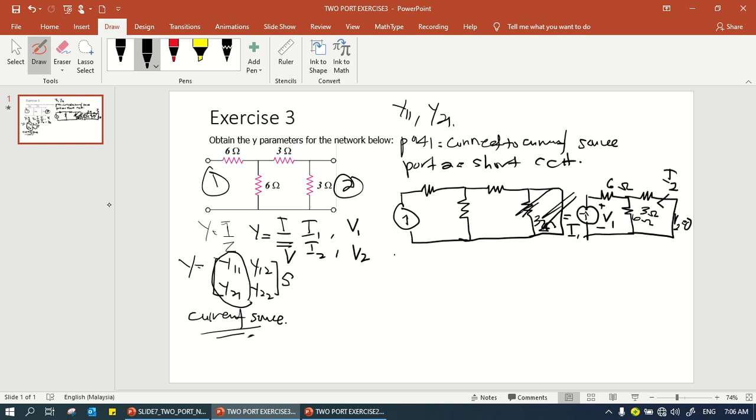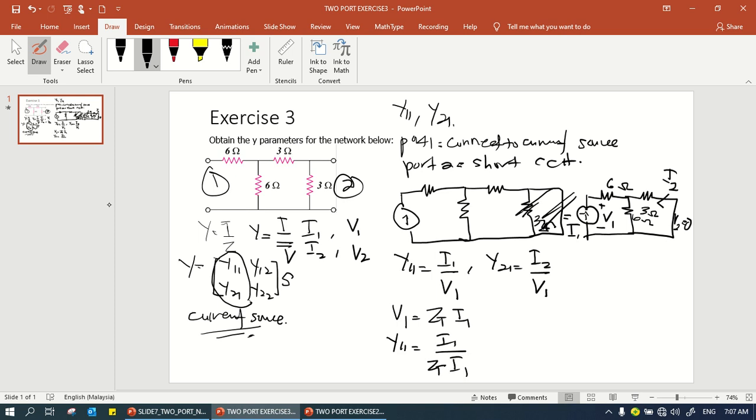Okay. So, Y11 ialah I1 over V1. Okay. Y21, I2 over V1. Okay. Make sure tak ada V2 dalam equation sebab V2 dah kosong. Okay. So, V1 ialah Z total I1. Ini macam tadi jugalah. Okay, so awak gantikan dalam equation Z total I1. So, boleh cancel I1. So, Y11 ialah 1 over Z total. Okay, apakah Z total dalam ni? Kita nak cari Z. 3 paralel dengan 6 tambah 6. Okay, so ni awak akan dapat 1 over 8 Siemen.